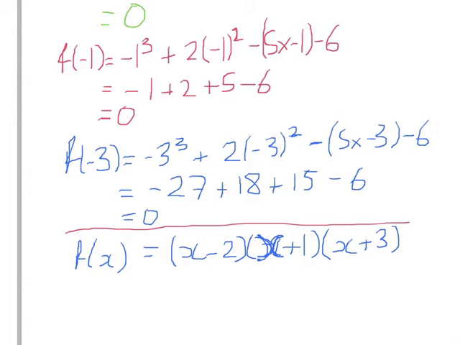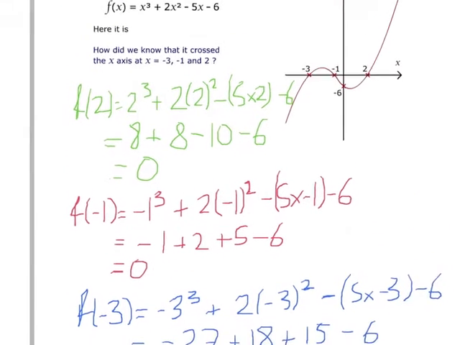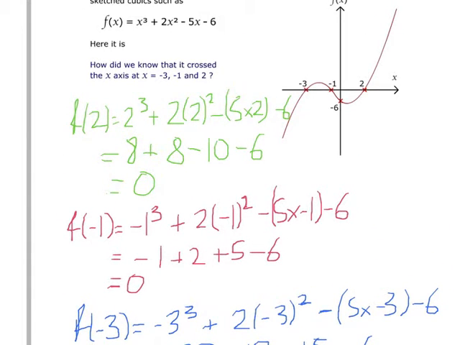So what the factor theorem is, if we're told one of our factors that we think should work, so if we're told that x minus 2 is a factor of our original equation, which was x cubed plus 2x squared minus 5x minus 6, what we should get is the value of 0 when we sub in 2, which we've already shown we do.